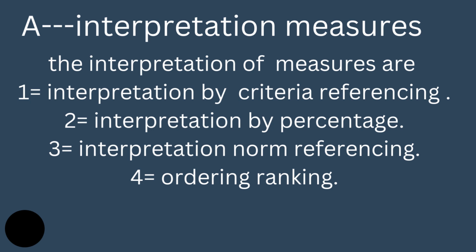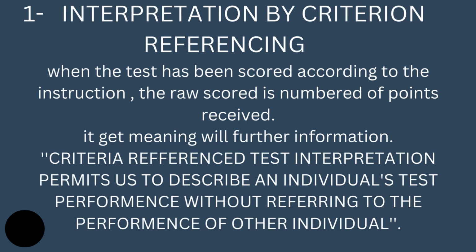Here we go to define them separately. Interpretation by criteria referencing is used when the test has been scored according to the instructions. The main concept is that there is no comparison of the scores between two individuals, but this score is a raw score that is given when the test is performed according to the instructions. The given result is further defined by providing some information.